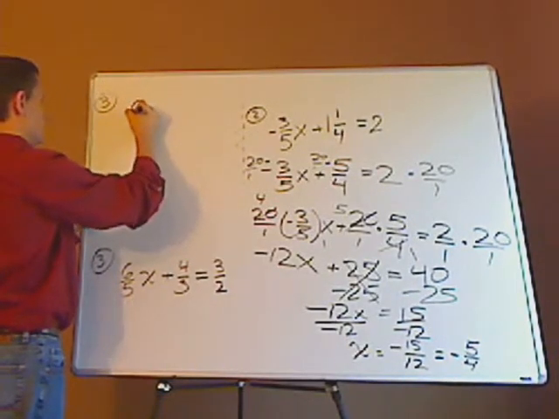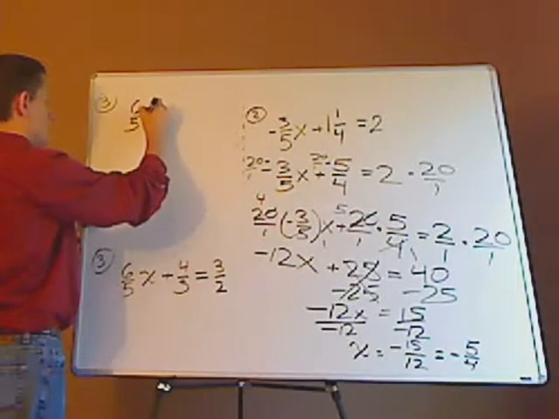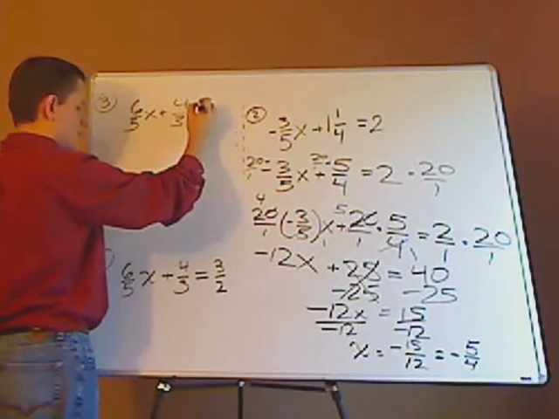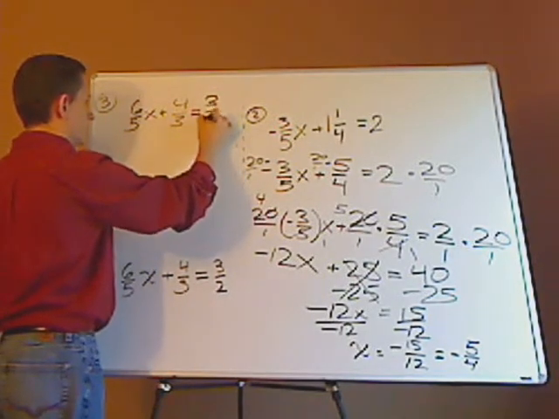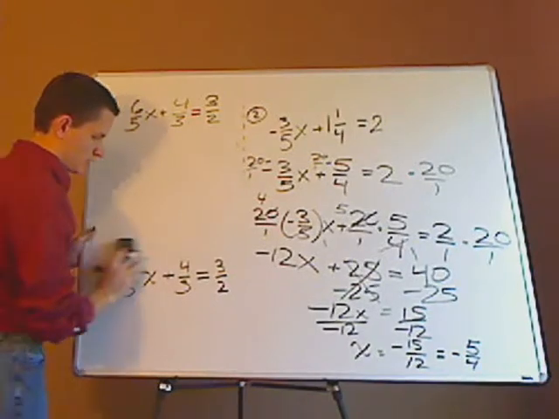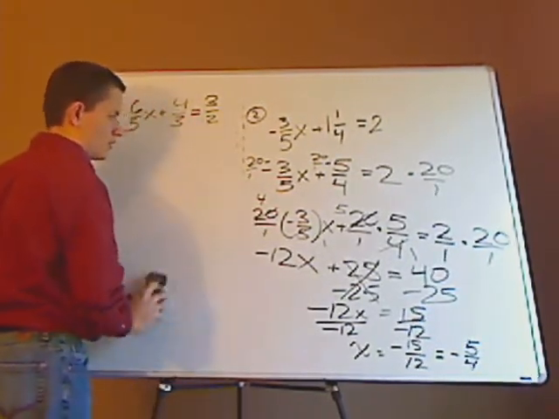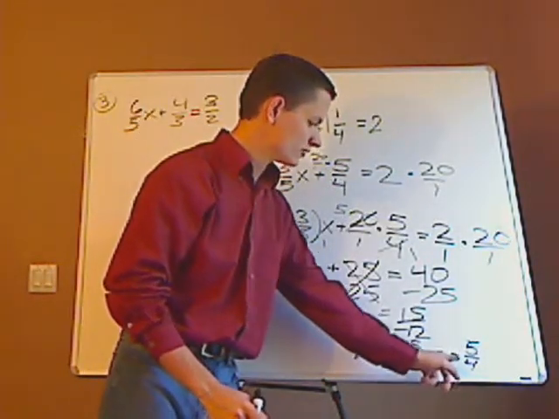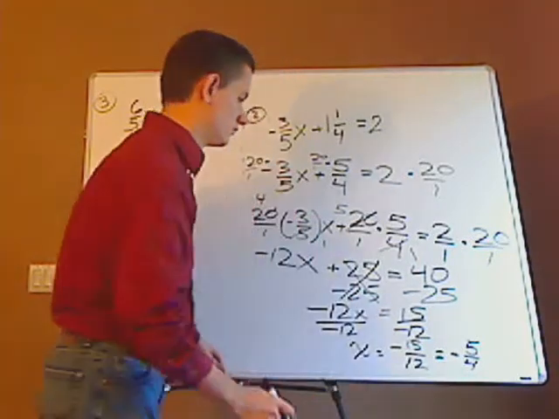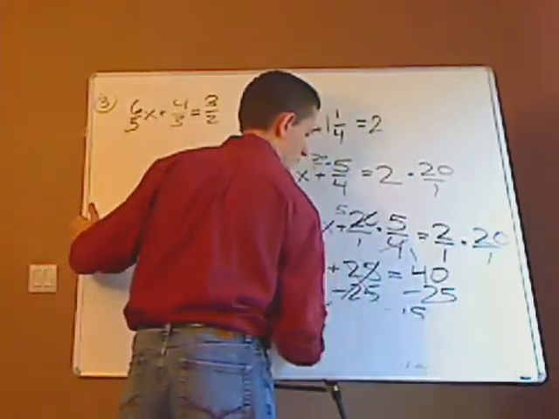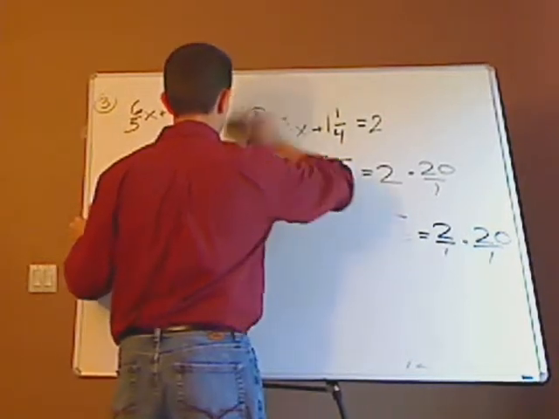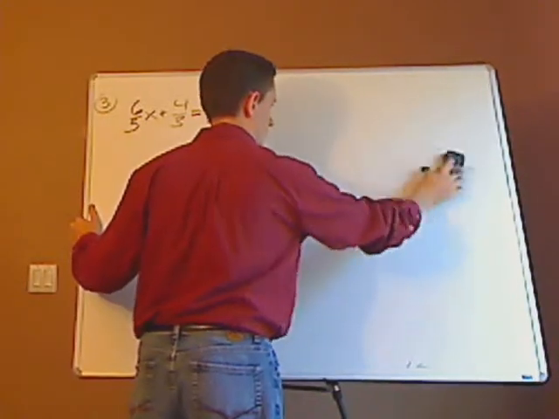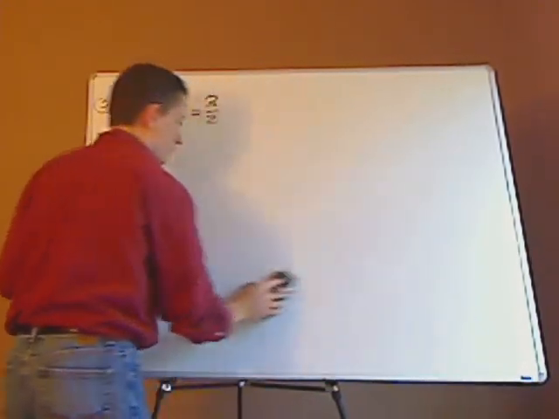6 over 5x plus 4/3 equals 3 halves. I'm also going to erase this. So the final answer was x equals negative 5 over 4. Now, in this case, you have 3 denominators.